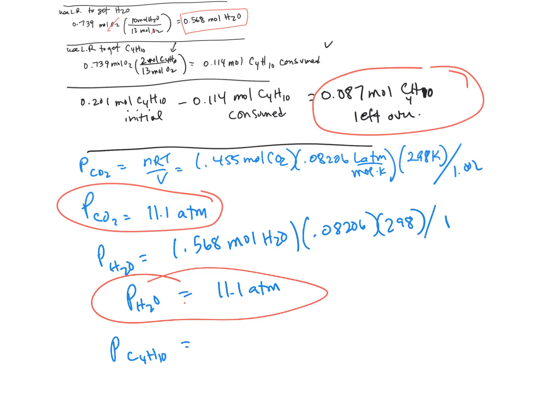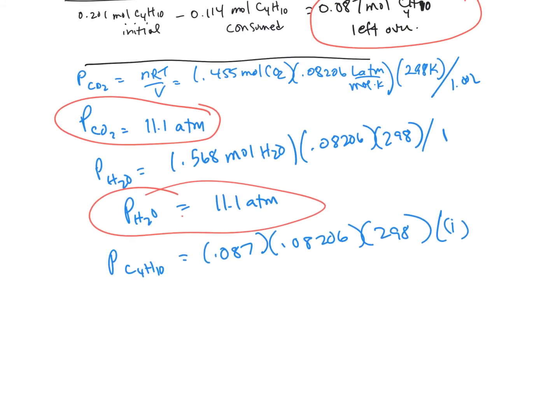C4H10. And you're going to use the moles left over, so it's 0.087. And the rest of the numbers are the same, times 0.08206 times 298, dividing by 1. So the partial pressure of butane is equal to 2.13.